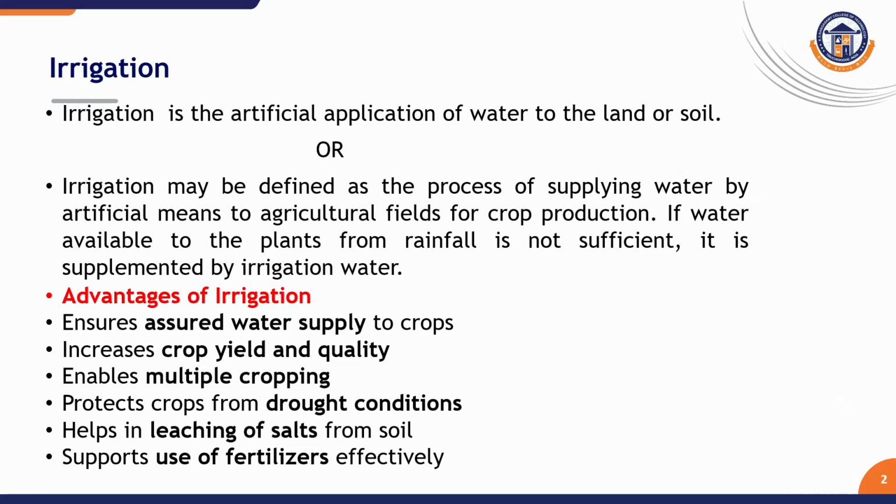Advantages of irrigation. Irrigation provides several advantages. It ensures an assured water supply to crops and increases crop yield and quality. It enables multiple cropping, protects crops from drought conditions, helps in leaching of salt from soil, and supports the effective use of fertilizers.